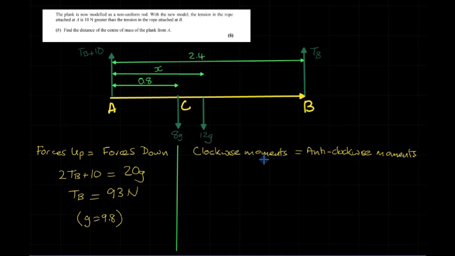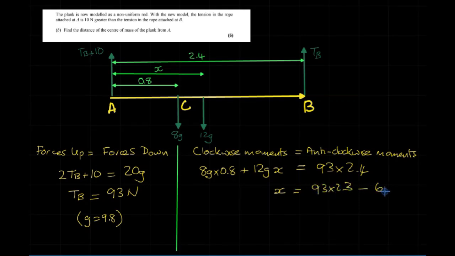The clockwise moments are from the forces of 8G and 12G, and we times these by the distances to A. So we've got 8G times 0.8 plus 12G times X, which must be equal to the tension at B, which is 93 times 2.4. So if you work all that out, you'll find that X is 1.36 meters.